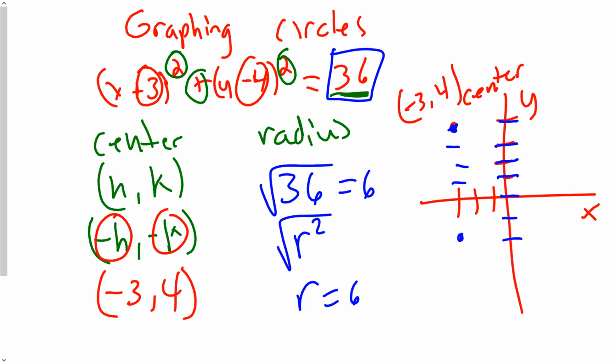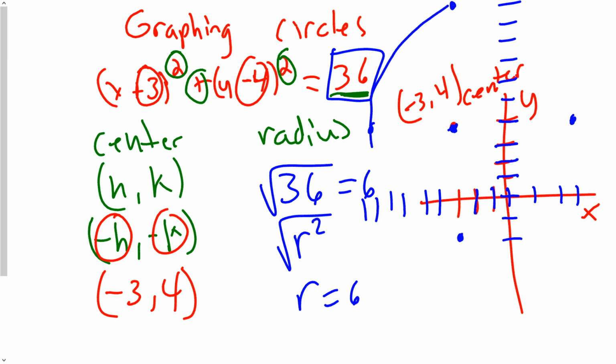So right here. Then I go to the right 6, going off the x-axis here. 1, 2, 3, 4, 5, 6. Up 6, from this point, 1, 2, 3, 4, 5, 6. And then to the left 6, 1, 2, 3, 4, 5, 6. And now I try to draw the best circle that I can.